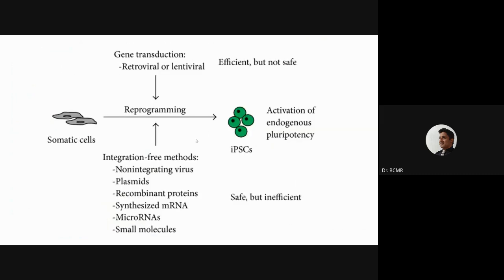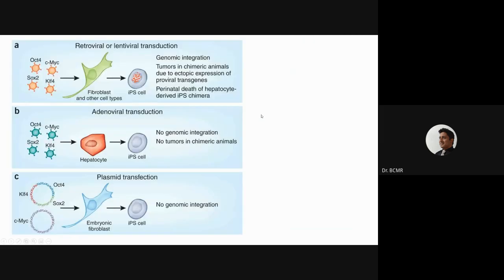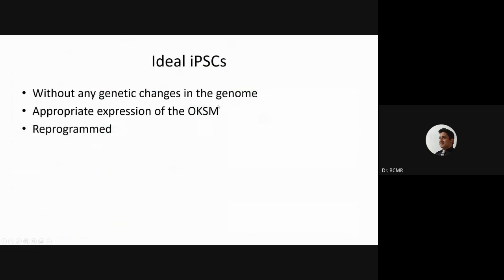And so we decided that we will put these genes into the cell so that they can produce a large number of proteins, and efficient reprogramming would occur. But the problem is that if they are integrating, we don't want any genetic manipulation to happen. So we decided these are the goals. We want no genetic changes to be there. We want appropriate expression of OSKM, and reprogramming should have happened.